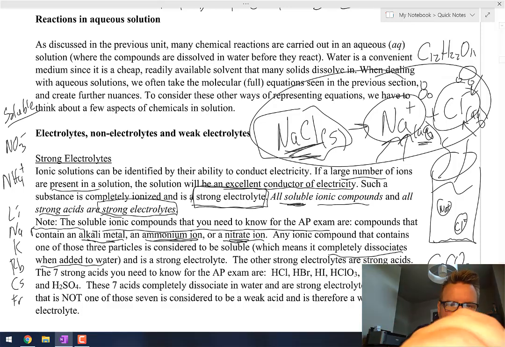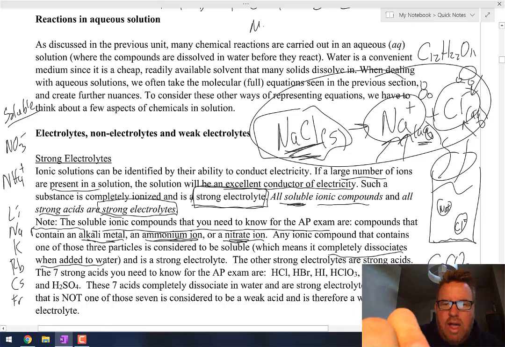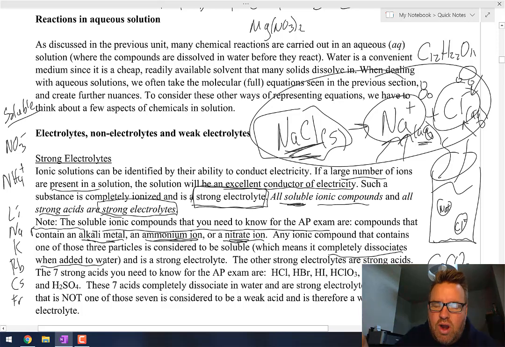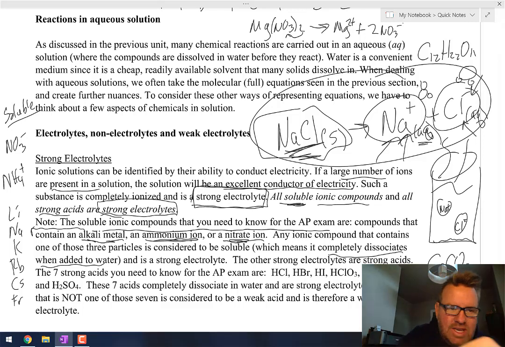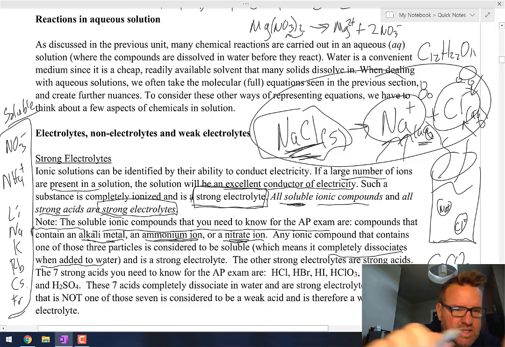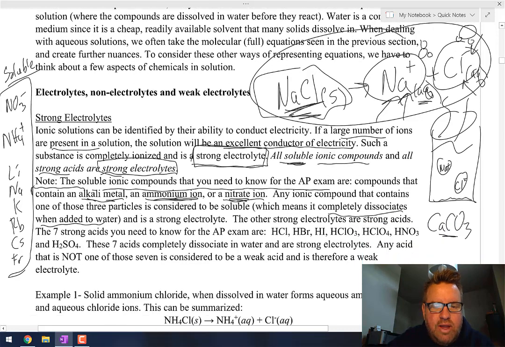So if you have, for example, Mg(NO3)2, and you put some magnesium nitrate into water, what it does is it breaks apart into ions. Magnesium has a +2 charge, so you're going to have Mg2 plus, and then notice you've got two nitrates here, so you're going to put two NO3 minuses. There's a couple more examples I'm going to show you down below. Any of those, they always break apart into ions.